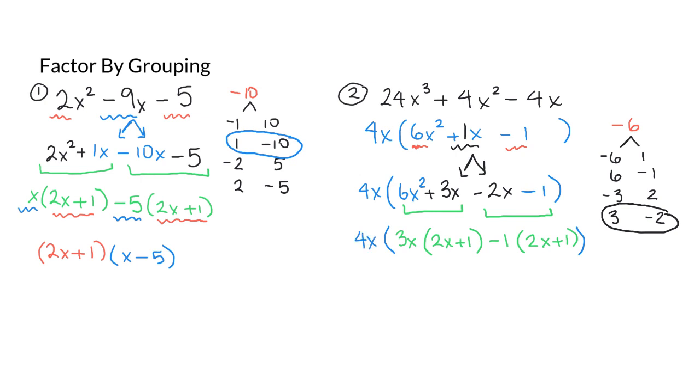And now we can continue to group these terms in the middle. 2x plus 1 is in common. So in the parentheses, that's going to turn into 2x plus 1 multiplied by the leftover terms, 3x minus 1. And then we have this 4x out front. This is the fully factored form of the original polynomial.